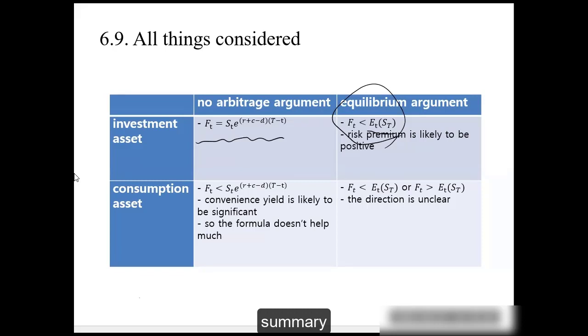So in a sense, we have more to say about the situation where the underlying asset is a financial product, and less to say about the situation where the underlying asset is a non-financial product. When the underlying asset is a financial product, we can say the exact relationship between current forward price and current spot price. And we can also more or less determine what the expected spot price should be in relation to the current forward price.